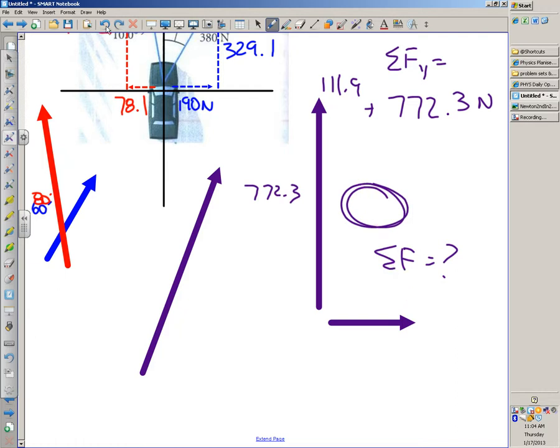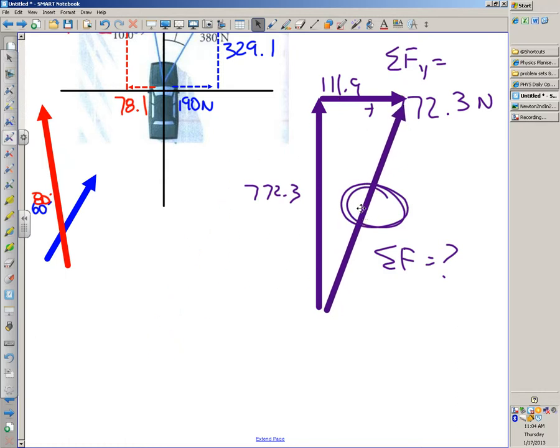Alright? So yeah, when we set up our vectors, they have to be set up tip to tail. So you can set them up that way, or you can set them up horizontal first, then vertical. It really doesn't matter. Okay? Don't forget, once you find this hypotenuse, you're not done yet. You need an angle theta in there as well, because force is a vector quantity. It has magnitude and direction.